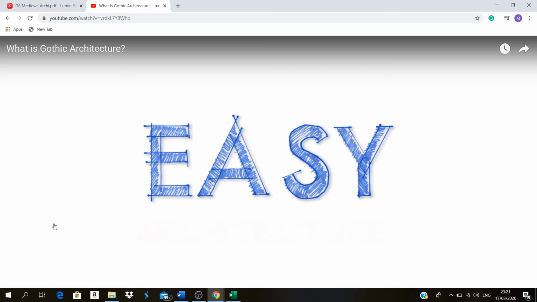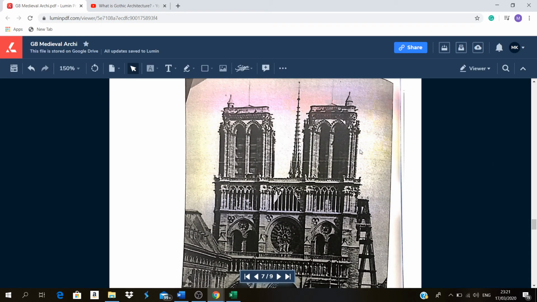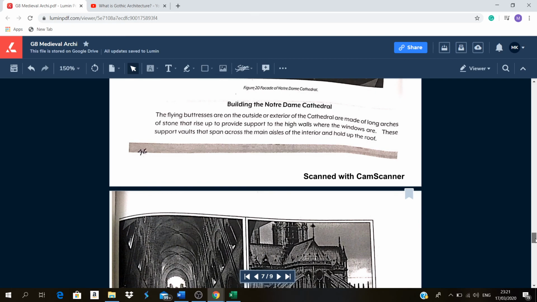So, whenever you see any kind of church, most of them are built according to the Gothic architecture.